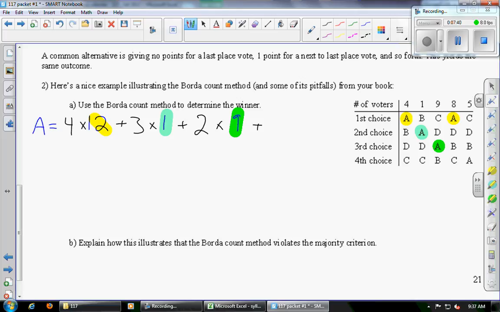And then finally, last place votes are worth how many points? Always 1. It's always 1. Times, and then we're looking for A in last place. I'm just going to circle this in red. How many people thought A was the worst? 5 people. And then we'll do the arithmetic. You can use your calculator. You can do it by hand. I get 74, but somebody double check that.